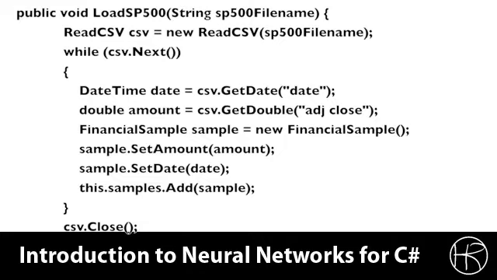We have a financial sample that we create that holds the amount and the data, and we add this sample to the list. This sample is going to also hold the prime interest rate data that we will stitch to these values in a moment. We'll see how this is done. This loads the entire S&P 500 file to the actual data structure.